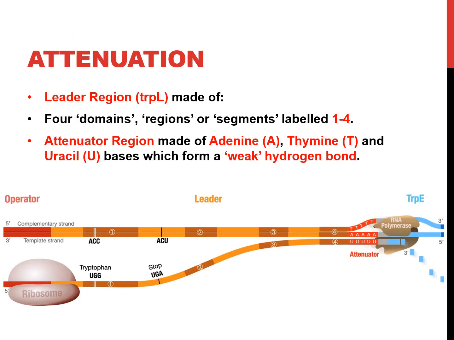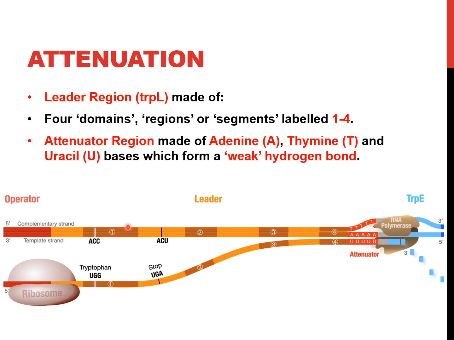So let's get to attenuation. We're going to zoom in here on the leader region. So we should be able to understand here that we have the operator region. We're just looking at our tryptophan operon again. So operator region, we've zoomed in on the leader region, so Trp L, and then as you can see, the structural genes start here. So that's Trp E, obviously Trp D would be here as well, etc., C, B, and A.